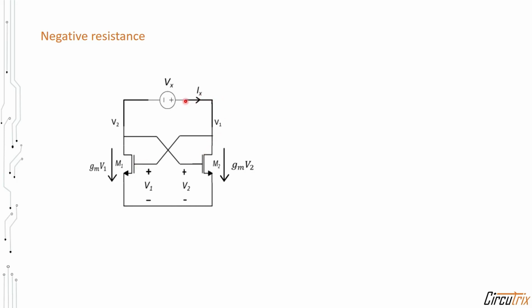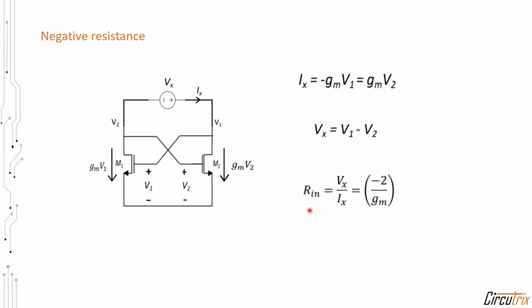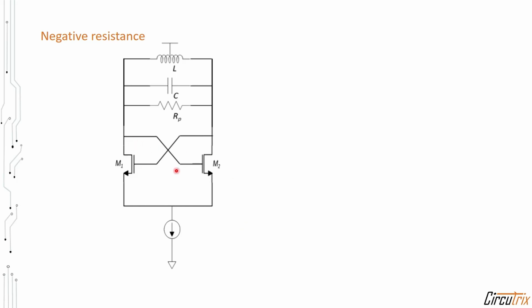Now we can see that Ix is the current which is flowing from the positive point towards the negative point of the supply. So Ix will be equal to Gm V2 minus Gm V1, because this is in the opposite direction. We also know that Vx is V2 minus V1. By rearranging these equations, we can find the value of input impedance as Rin equal to minus 2 by Gm. So now this circuit can be connected in parallel with the tank circuit, which will offer a negative resistance.